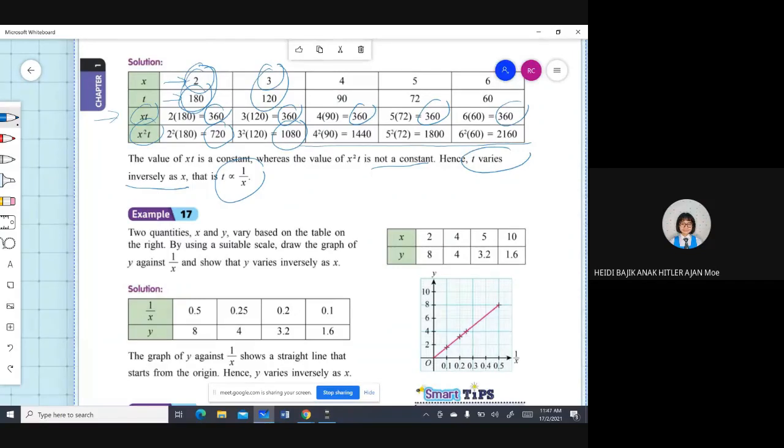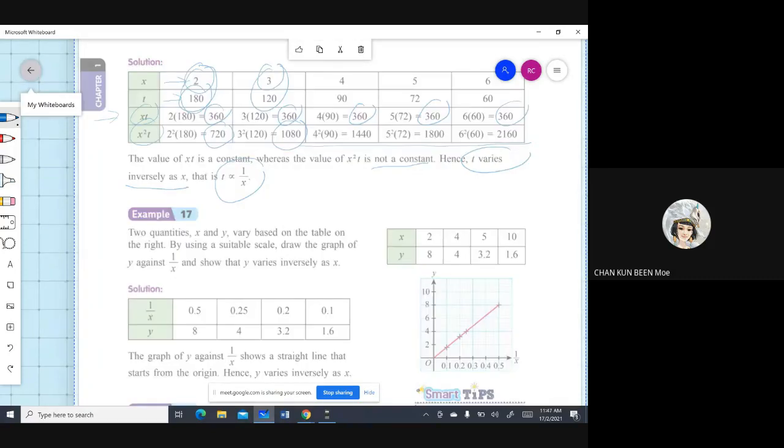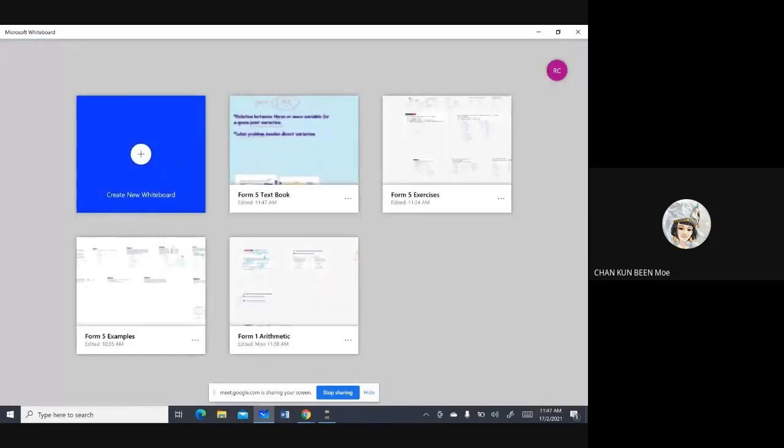No questions. Okay, so we continue with example 17. Example 17, I have to show you already. We still have a lot to go. I'm rushing to finish this. It's already 11:47. Okay, we look at example 17.